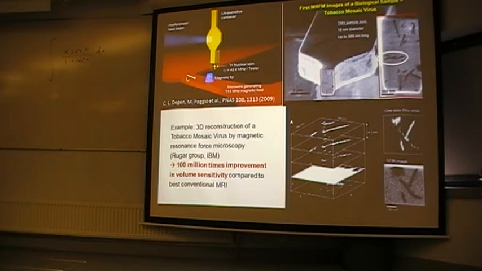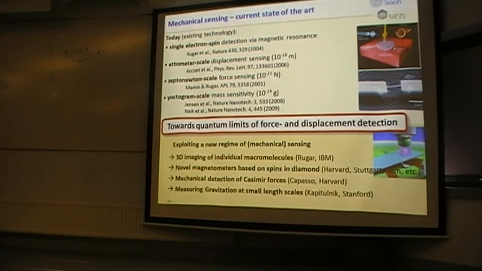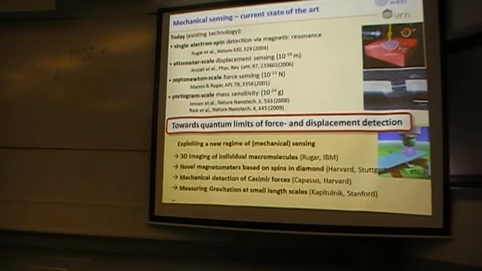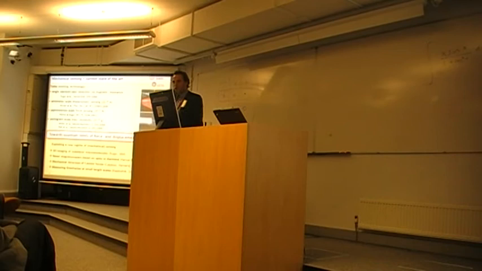So if you look now at the literature on mechanical sensing, the current state of the art is that you do have single spin detection via this magnetic resonance force microscopy I showed you. With respect to displacement sensing, you achieve attometer resolution. With respect to force, zeptonewton scale. With respect to mass, yoctogram scale, and so on. So mechanical sensors have really very impressive performance. The interesting part is that all these measurements utilize mechanical sensors that are deeply in the classical regime. So the limitation of all these measurement methods is normally due to the thermal motion of the cantilever, so of the mechanical device.